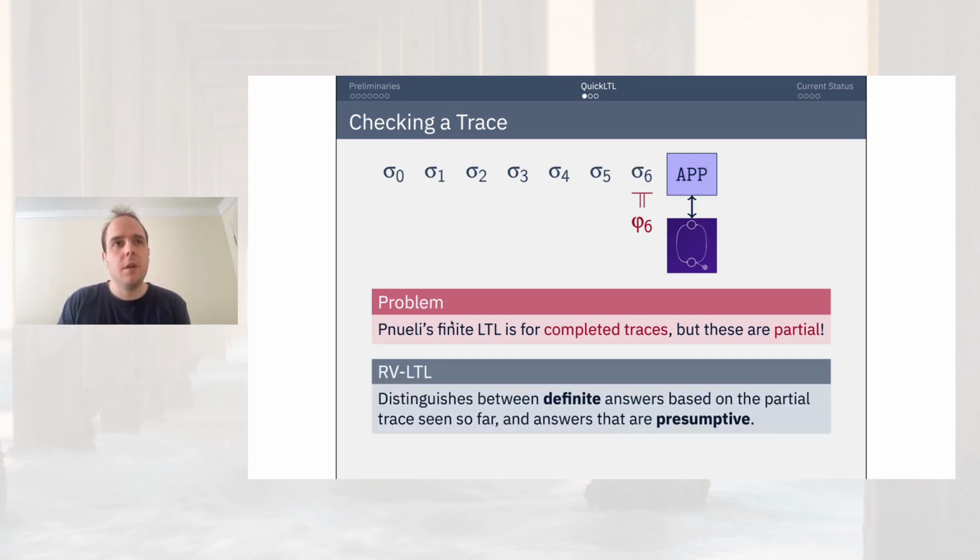So we take a leaf from runtime verification applications of LTL, and there's a runtime verification variant of LTL which distinguishes between definite answers that we can make based on the partial trace that we've seen so far, and answers that we have to just give, well, if this is the last state in the overall trace, then we'd give this answer. But if you extended the trace a bit further, you might get a different answer. So we can distinguish between these two cases.